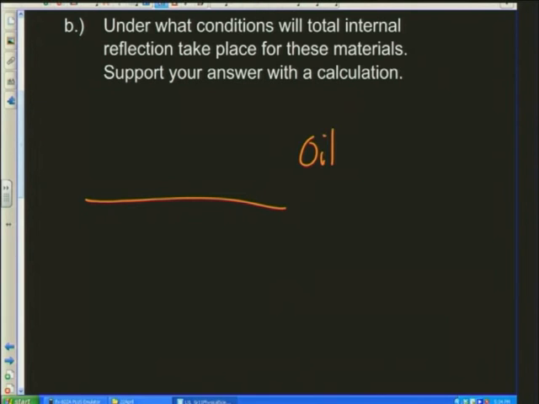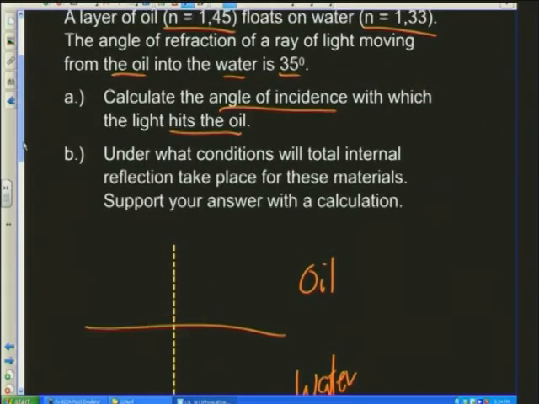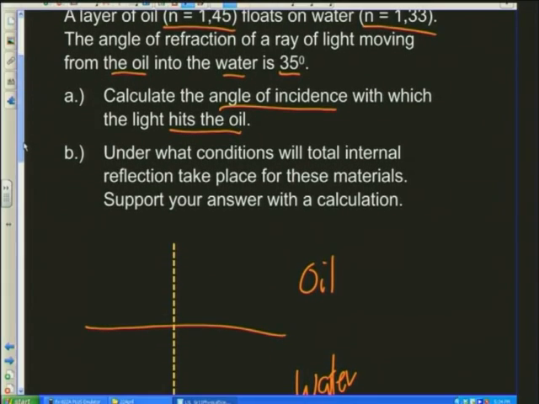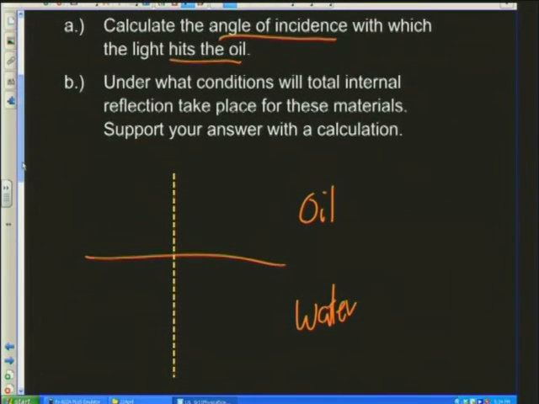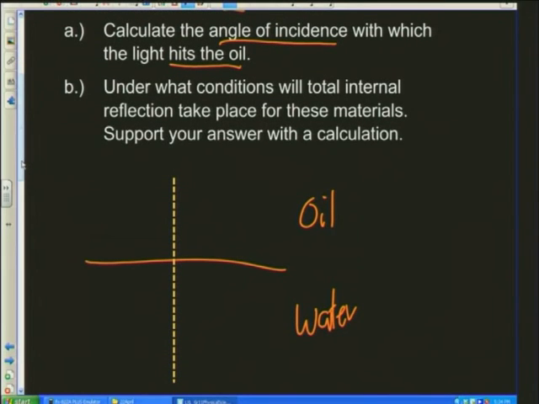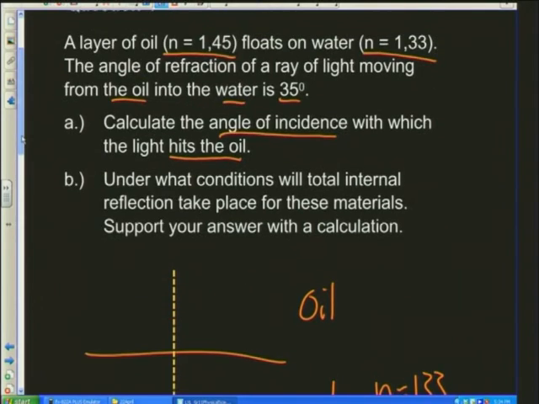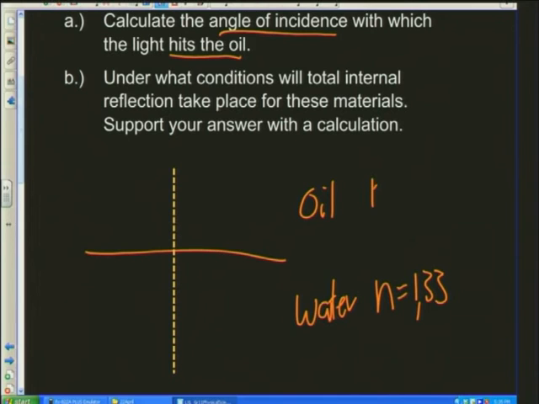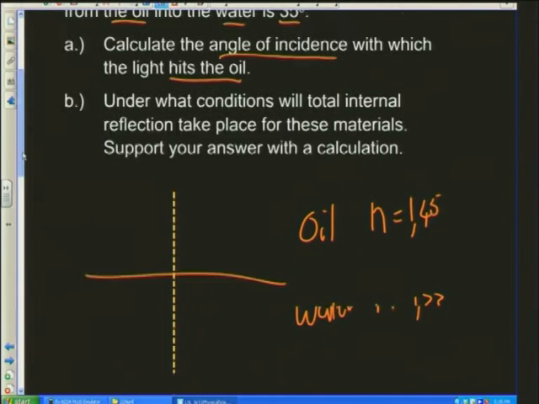Oil over here, water over here, and I'm going to, again, put in the normal, draw the diagram, and let's see what we've got. We've been told that the angle of refraction is 35. So it's going from oil into water. Before we get there, so we can draw our diagram properly, let's just remember that n in water is 1,33, and the one in oil is 1,45. Not 55, 45. Got it right.